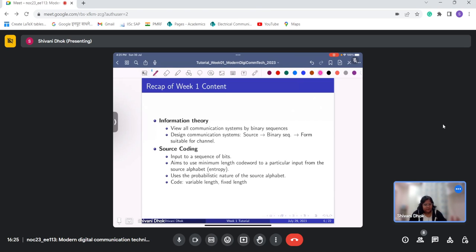through binary sequences. And for designing communication systems, we have a source binary sequence, and we need to convert that source encoded sequence to a suitable form that is good for your channel, which is known as channel encoding. And designing of this binary sequence is done through an important concept of source coding, which is the thing that is being introduced in this second week.